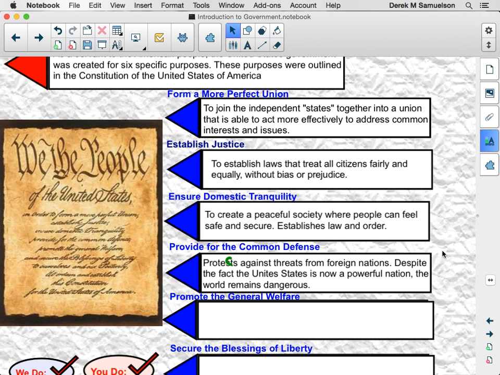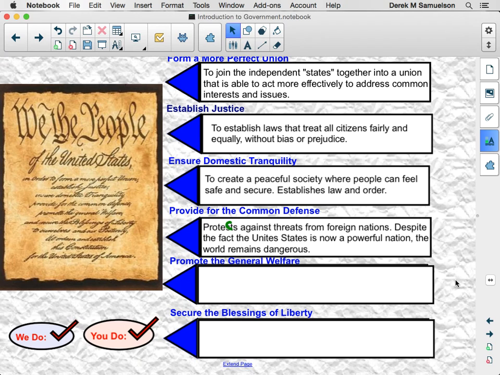Next up, we have providing for the common defense. This is protecting ourselves from foreign countries, protecting ourselves against attack from other nations. Despite the fact the United States is now a very powerful nation, the world remains dangerous. There are other powers out in the world that might wish to do us harm, and there is, of course, the present threat of terrorism.